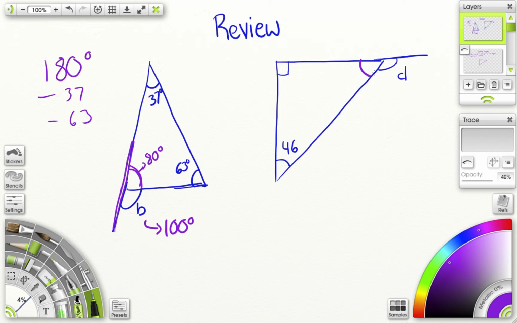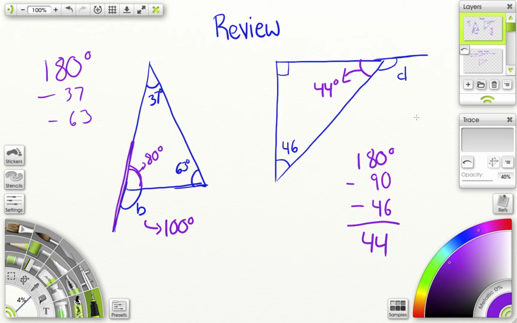How can I do that? Well, I take my 180 for my interior angles of the triangle. So I'm talking about 1, 2, 3. I know that this little square here means it's 90 degrees. It always, always, always means 90 degrees. So I do 180 minus 90 and then minus 46. That gives me 44. So therefore, this angle right here is 44 degrees.